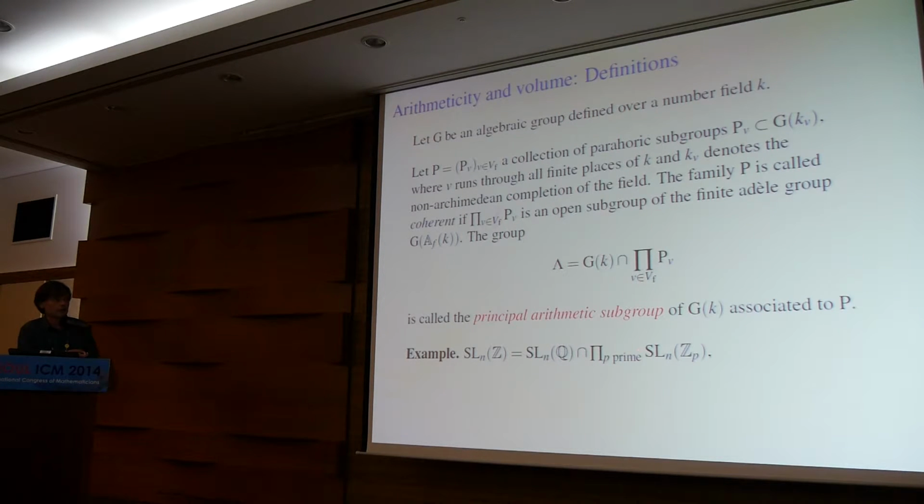So, for instance, instead of taking SLN ZP, we can change it over some finite number of places and put some other compact open subgroup of the p-adic group, and it will still be a coherent collection, so it will define us some other principal arithmetic subgroup. And we can get a countable collection of principal arithmetic subgroups. Well, it's good, but the main point is that every maximal arithmetic subgroup is a normalizer of some principal arithmetic subgroup. And maximal means that it's a maximal lattice.